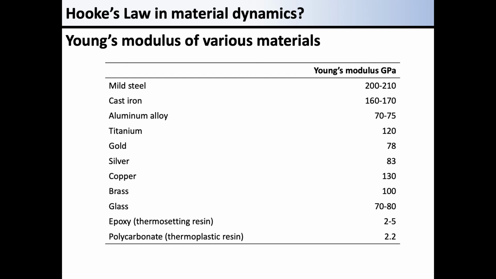This table lists the Young's modulus of popular materials. Iron may be an example of a commonly known material. There is a type of iron that is called mild steel. Mild steel is available around us, and it is relatively inexpensive. Mild steel has a Young's modulus of about 200 to 210 gigapascal.